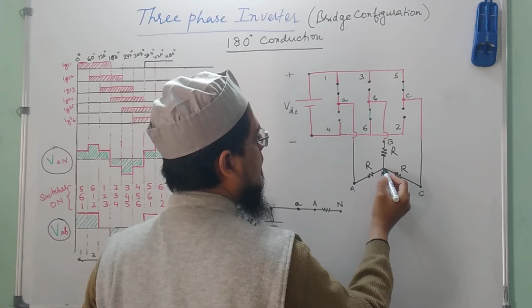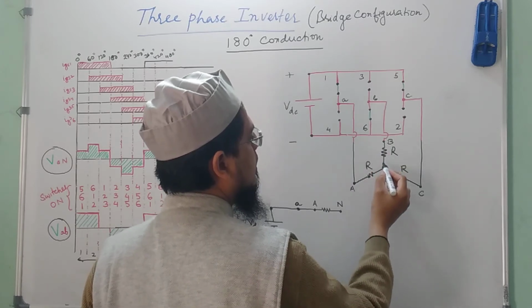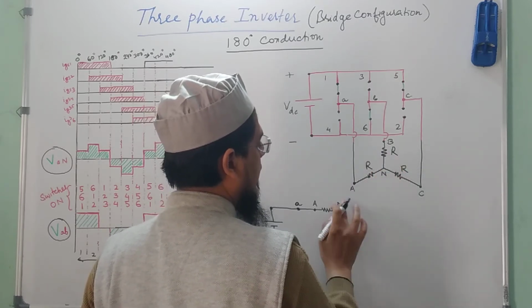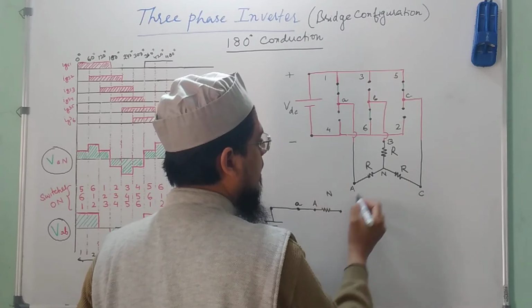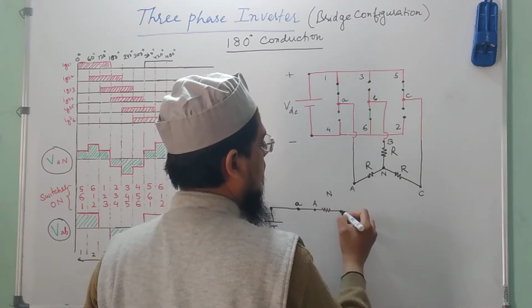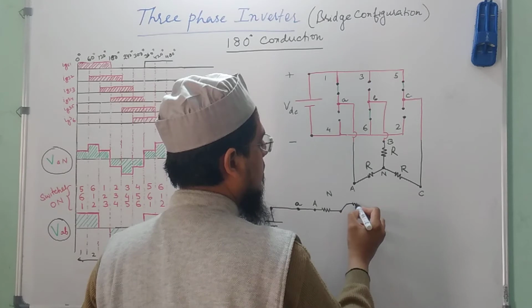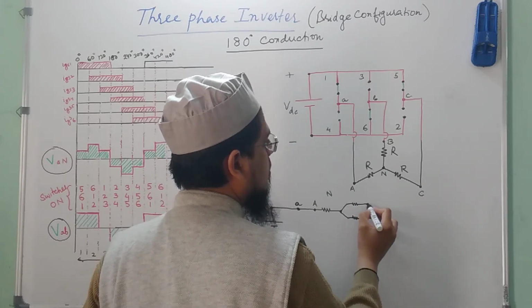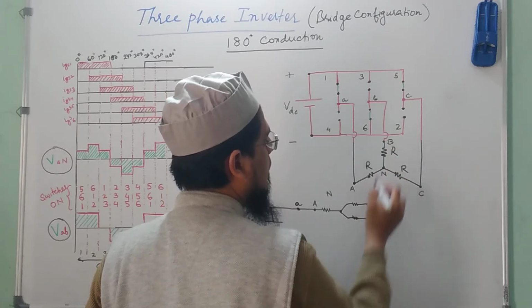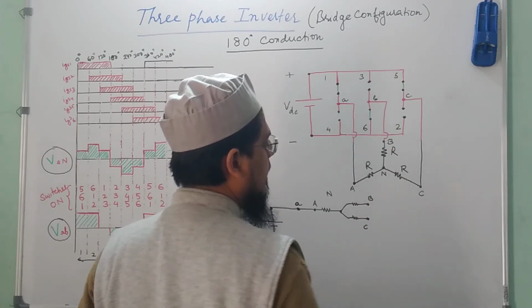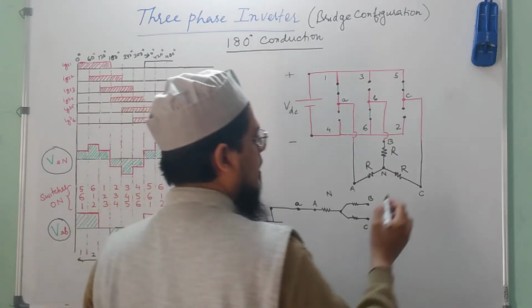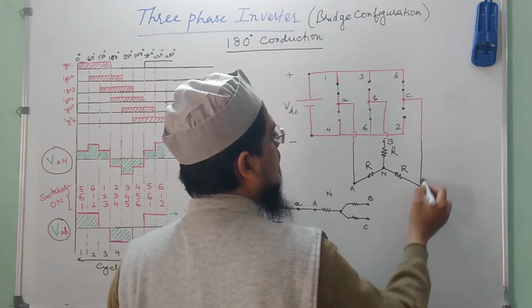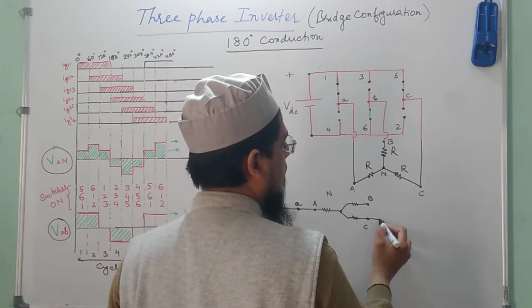And now you could see that at point N there is a bifurcation. So there is a resistor here also and a resistor here also. This is getting connected to point B and this is getting connected to point C. Okay. And from C it goes to small c.